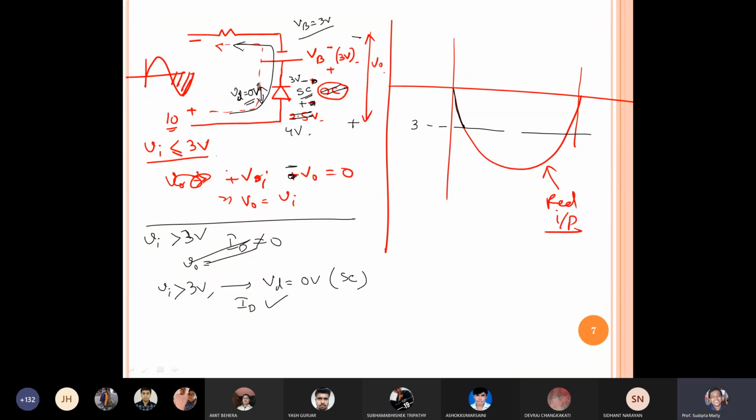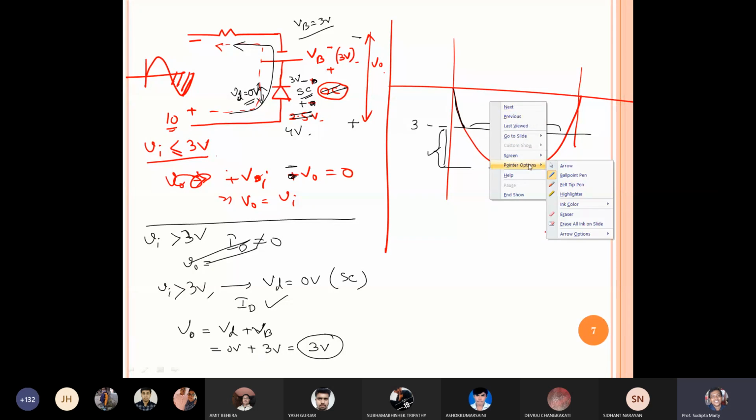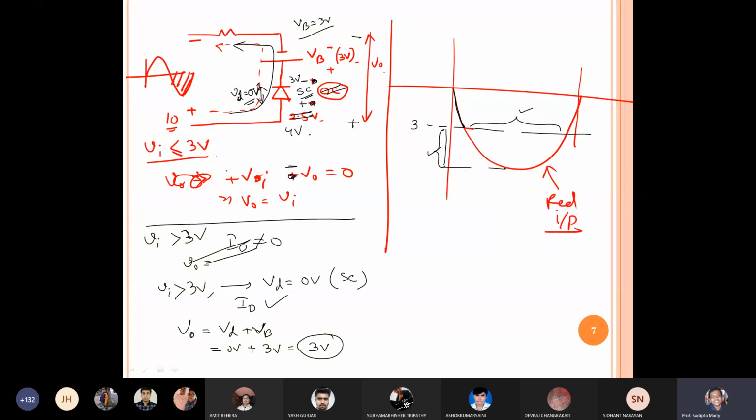Some current will be there now, as this circuit is complete. So V naught equal to VD plus VB. Agree? VD is 0 volt and VB equal to 3 volt. So that means V naught will be 3 volt. Agree? So in this region, I will get a constant 3 volt. Yes or no? Yes, sir. Is there any doubt for any student?